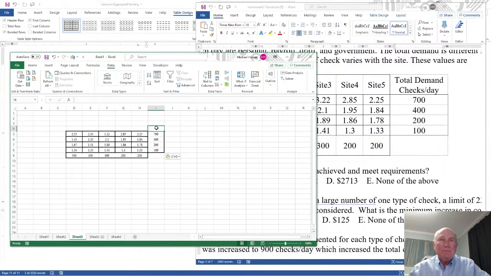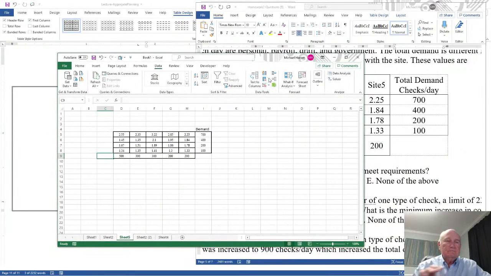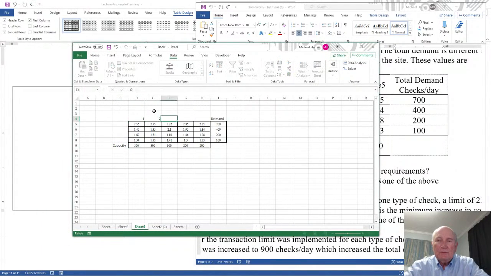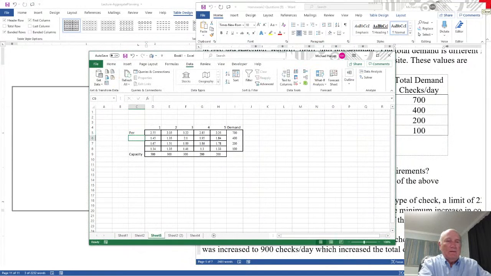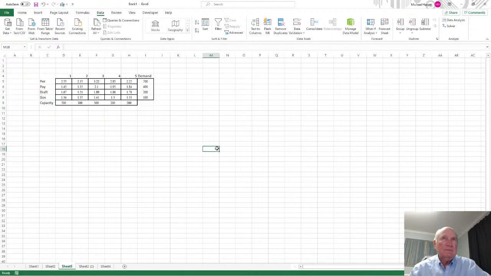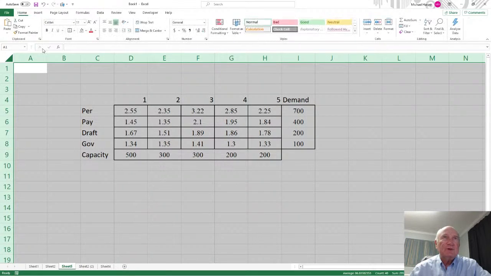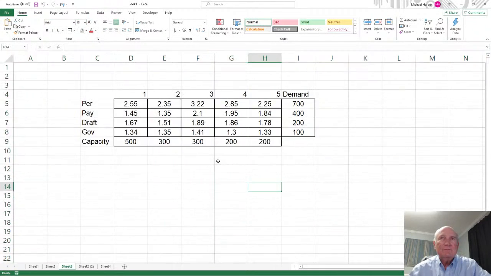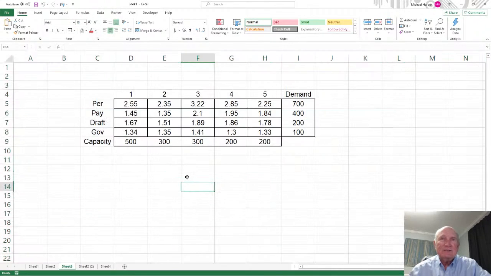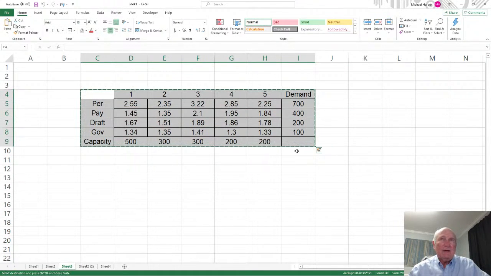Okay, so here's our demand up here, and this is our capacity down here. Okay, and then these are our sites up here. 1, 2, 3, 4, 5. And this is the payroll, the personal, payroll, draft, and government. There we go. So first, let's just solve this thing real quick. You can see me go through it. And I appreciate those who are staying, but I'm just going to go ahead and solve it, because I think maybe you may be right, and let's just see who's right. And I think you're going to be right, but I want to make sure.